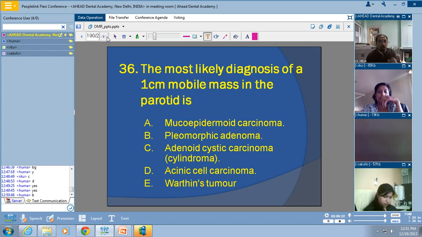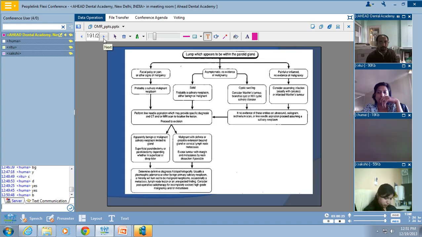Well, this is how a lump appears to be. I don't think you will be able to make it out properly. What I'm trying to tell you is, if a patient has facial palsy or pain or a fixed lymph node, it is malignant. But when it is asymptomatic and mobile, then it is most likely a benign salivary gland tumor. Is it clear? Should I change?